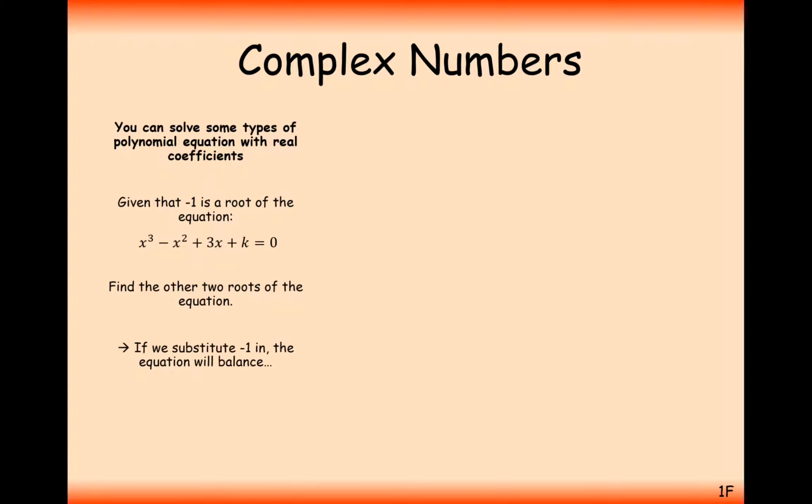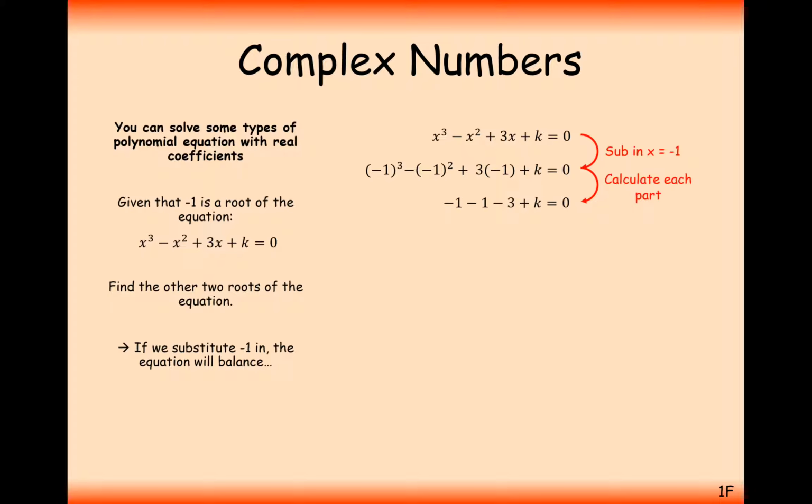Now one way we could try doing this is to substitute minus 1 in, and then we'll be told what k needs to be to make that equal to 0. So substitute minus 1 in for all your positions of x, leave k alone, simplify each part, so minus 1 cubed is minus 1, take away minus 1 squared, that's 1, so take away 1, take away 3, and that plus k to make a 0. So k needs to be 5 then.